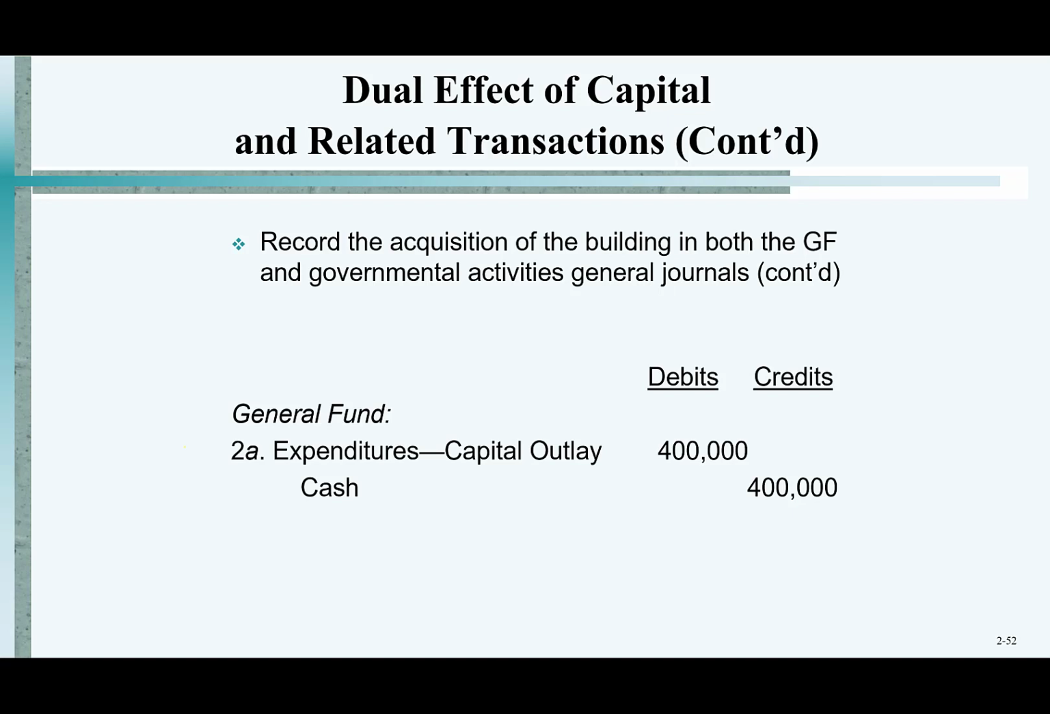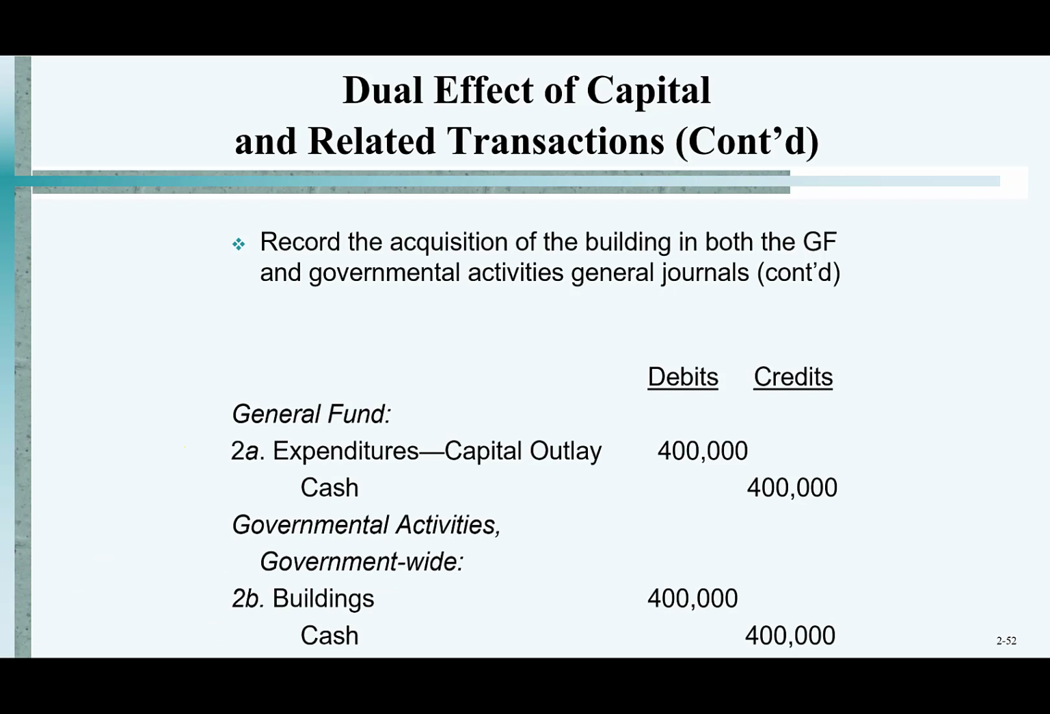Okay, this is how I will test you. If I'm acquiring equipment and I'm reporting that in the general fund, I debit expenditure, I credit cash, don't I? Right here, guys. If I purchase equipment, I debit expenditure, I credit cash. If I was trying to report that at the government-wide level, what would be the journal entry?